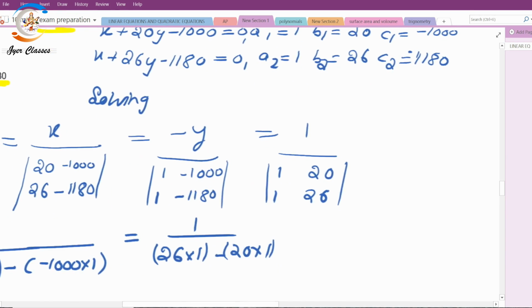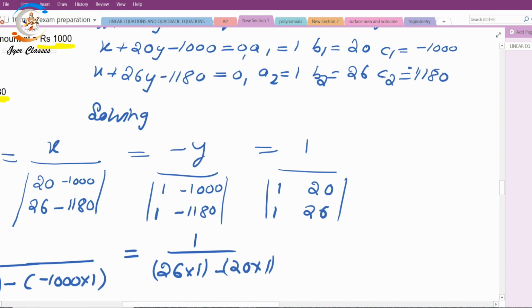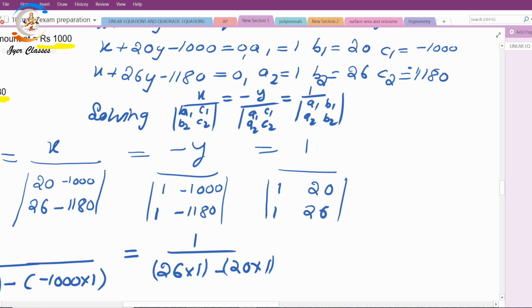Now क्या बताया था सॉल्व करने के लिए? हाँ, तो सॉल्व करने के लिए आपको लिखनी होती है x divided by b1, b2, c1, c2 that is equal to minus y, then a1, a2, c1, c2 and that is equal to 1 divided by a1, a2 and b1, b2. चलिए वैल्यूज लिखते हैं.